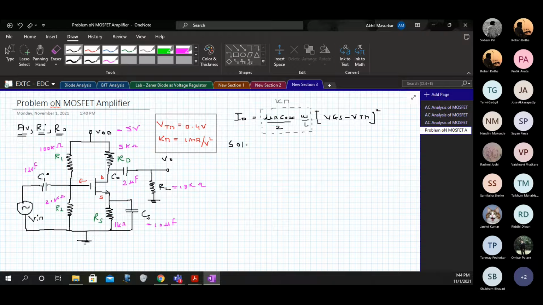So I am writing here solution. First, let's calculate the voltage at point VG, this point. That is simple because that's a potential divider arrangement. So we can write R2 upon R1 plus R2 into VDD. So that is 20k upon 20k plus 100k into 5. So can somebody tell me what is the value of VG quickly?